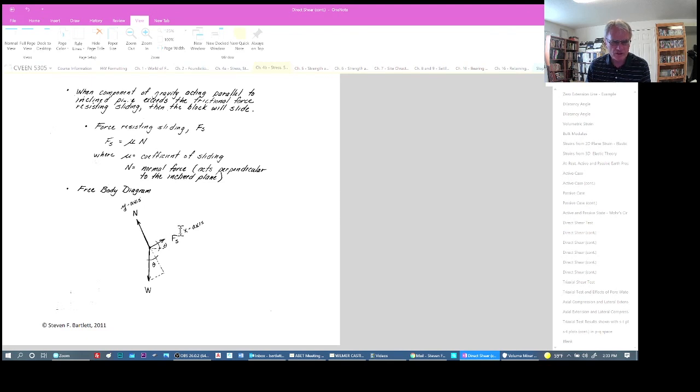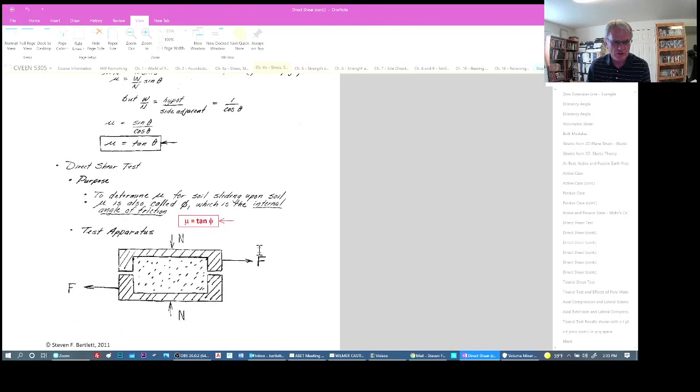Now, as we increase this angle, we reach equilibrium when the sliding resistance, mu times N, is equal to the gravitational force acting from W in this direction. So when we're at equilibrium and this begins to slide, then mu is also known as the tangent of the interface friction between these two materials.